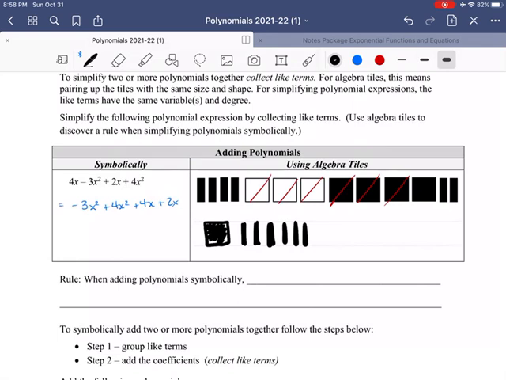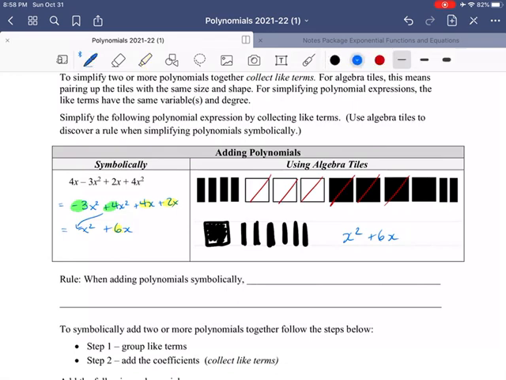Okay. And if we write that algebraically, we've got x squared and positive 6x. Well, if you notice, if you just add up the coefficients here, negative 3 and positive 4, that gives you positive 1x squared. And then the 2x and the 4x, that gives me 6x. They're both positive, so just add up the coefficients.